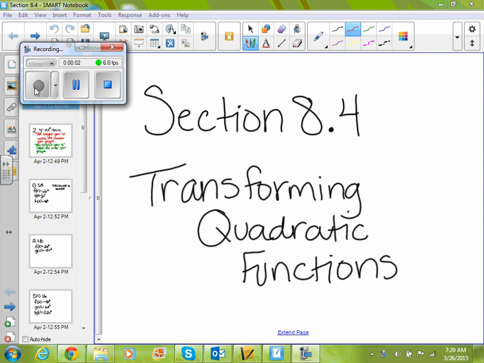Alright class, today you're going to look at section 8.4, which is transforming quadratic functions. And this is a pretty simple process since we've already transformed functions in other units.